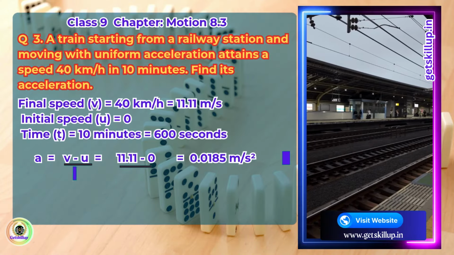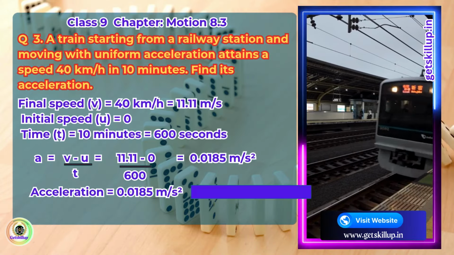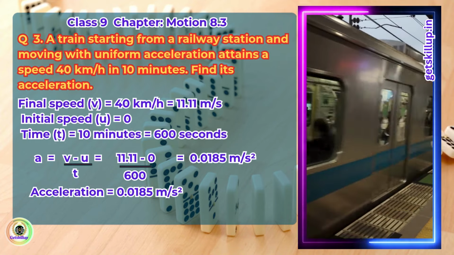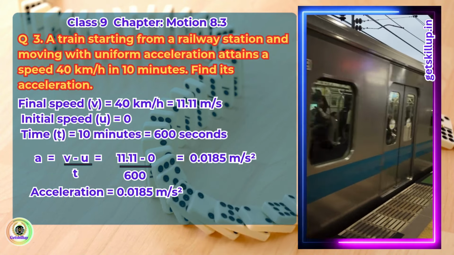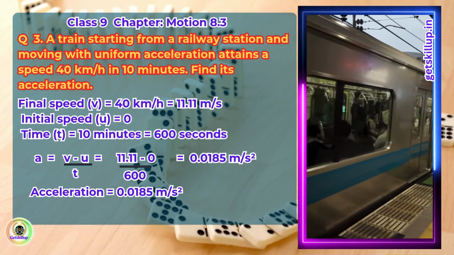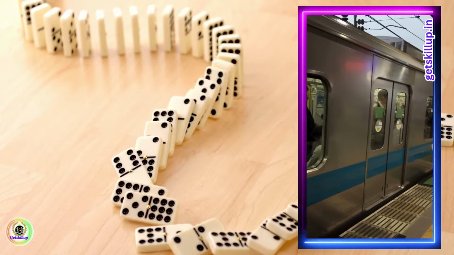a equals (v minus u) divided by t, which is 11.11 minus 0 divided by 600, which is equal to 0.0185 meters per second squared. Acceleration equals 0.0185 meters per second squared.